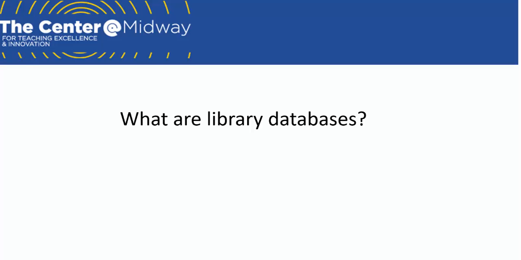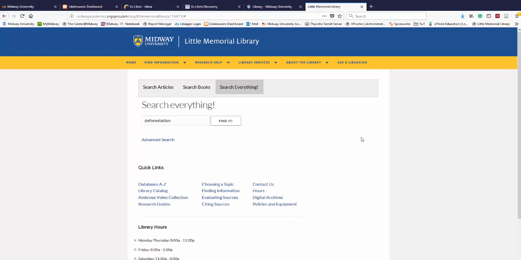What are library databases? A library database is a collection of materials that have been peer-reviewed and that are acceptable for academic research. What do I mean by peer-reviewed? The difference between peer-reviewed and not peer-reviewed is, for example, I, as a person, an individual, can publish anything I want on the web. I could write a blog on the web about education, but I don't have a degree in education, so I'm not an expert.